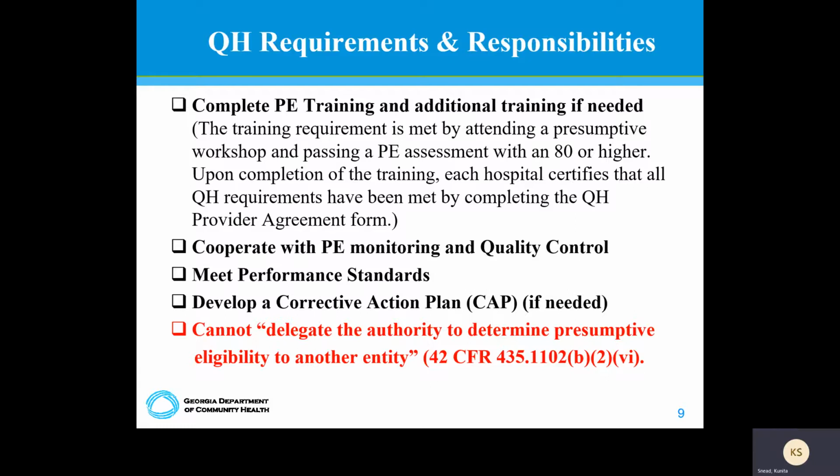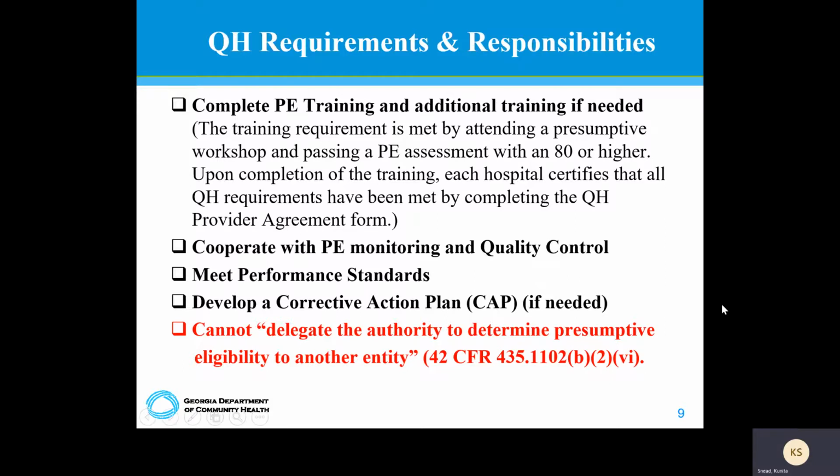There can be additional training if I feel that that particular person or that particular hospital needs it, because if I feel they're making a lot of mistakes and I've brought it to your attention a few times, then I can require that you do additional training. But as of right now, it's just one refresher training that everybody completes each year.